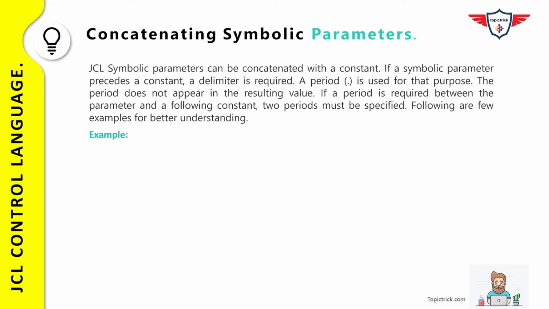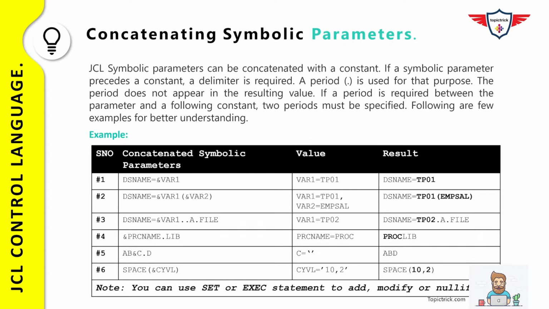For example, when you're writing a DD statement, in that case you need a period, right? And in case you want to nullify the value of a symbolic parameter, as always, you can code the symbolic parameter name followed by an equal sign with no value. Now let's go through the following example table to understand how you can concatenate symbolic parameters to accomplish your requirement. This table includes four different columns. First one is serial number. Second one is concatenated symbolic parameters. Third column is the value column that will outline the value which will be assigned to these symbolic parameters. And in the last column, you'll see the result, the outcome after you assign the values to the symbolic parameters.